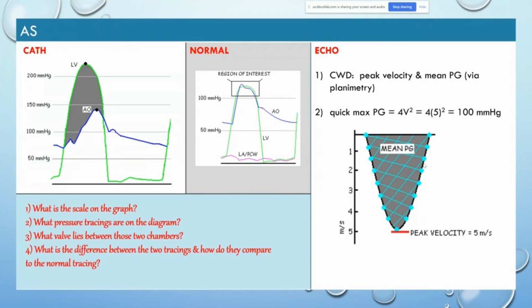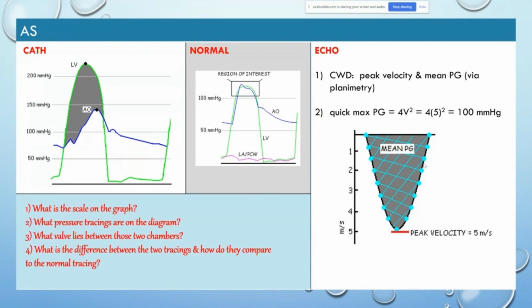So again, that maximum pressure gradient is going to be calculated from the peak velocity, and we're going to use the modified Bernoulli's equation that we just talked about earlier. So again, we will cover this in detail when we talk about aortic stenosis. So the unit is meters per second, and it's how we calculate aortic stenosis. If the number is greater than 4 meters per second, it means that the person has severe aortic stenosis.